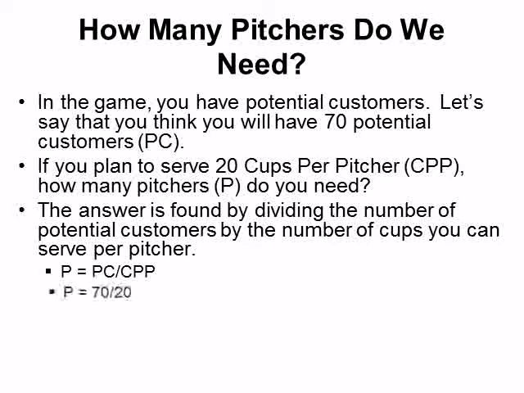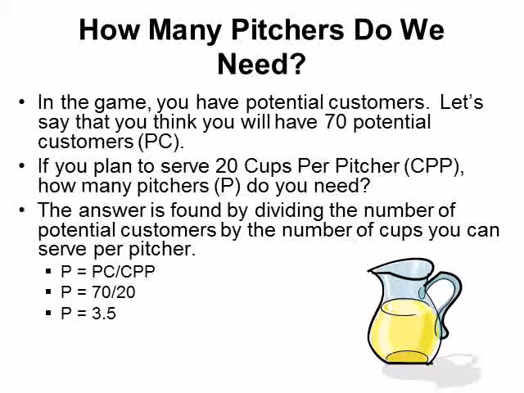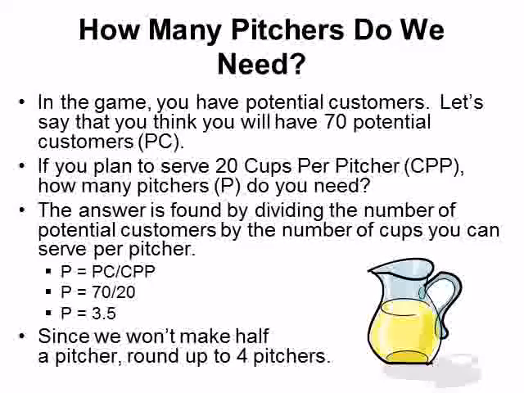We substitute 70 for the potential customers, and then we substitute the number 20 for the number of cups per pitcher, so that we find that the number of pitchers will be equal to 70 divided by 20, or 3.5. Now, since we won't make half a pitcher, let's round up to 4 pitchers, and that's the quantity that we will make for that particular day.